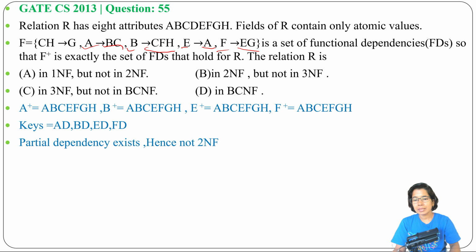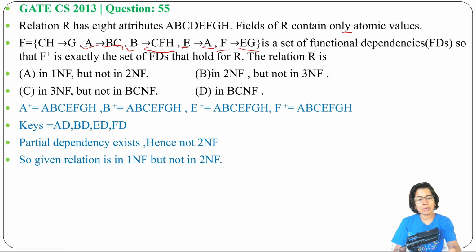Keys are AD, BD, ED, FD. But there are dependencies that only depend on A, B, E or F. Hence partial dependency exists. That's why it is not in 2NF. In 2NF we remove the partial dependency, and as partial dependency exists, this is not in 2NF but it's in 1NF. As it's written here, it contains only atomic values. In 1NF every attribute is atomic.